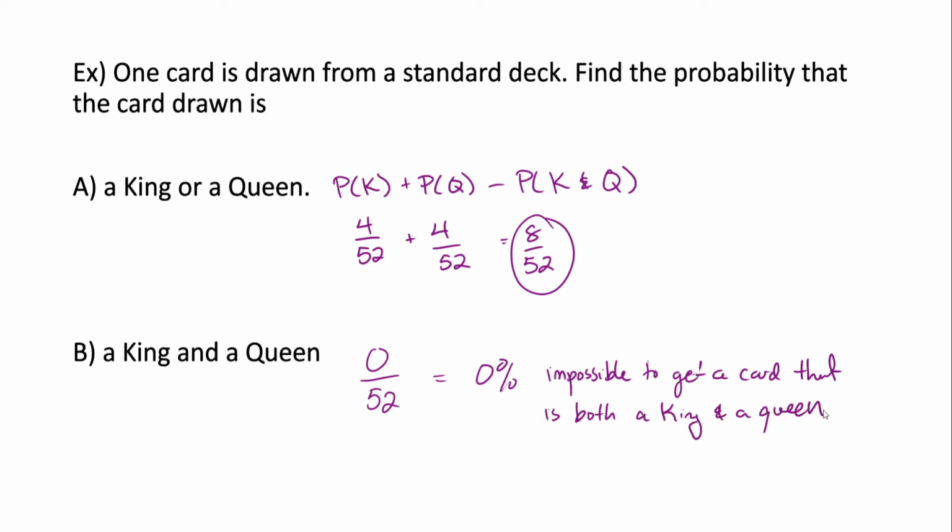We can't get a card that's both a king and a queen, even if you have some set of playing cards that's like themed on RuPaul's Drag Race or something. You can't argue you have a card that's both a king and a queen. So this would have a 0% chance and be something that's considered impossible.